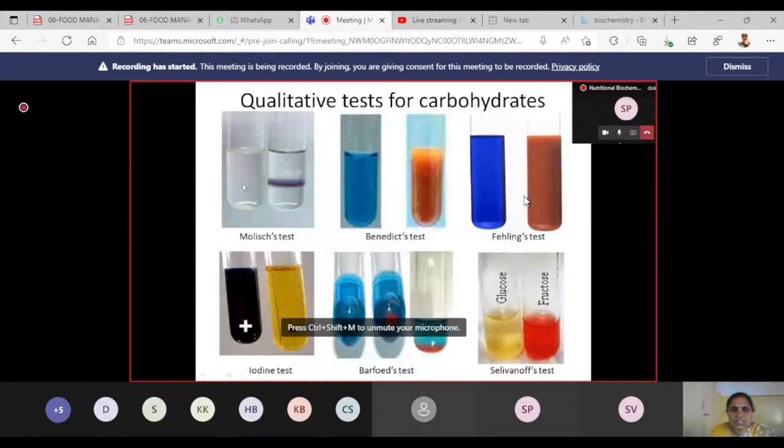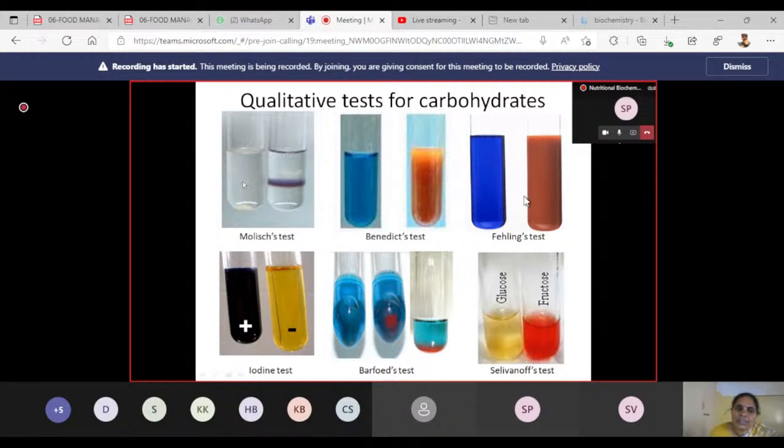Okay, so I'll show you the picture. Observe here. This is a blank where there's no carbohydrate, a negative test. This is a positive test. See here, a brown or violet ring will be formed in between the two layers. So this is a negative test, and this is a positive test.